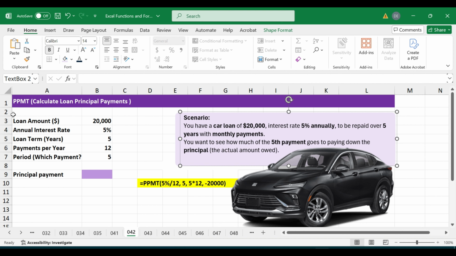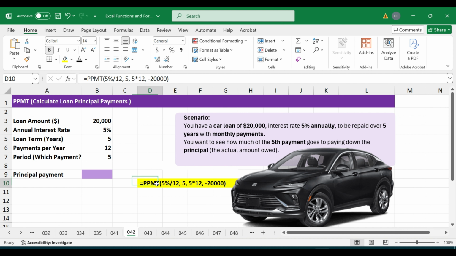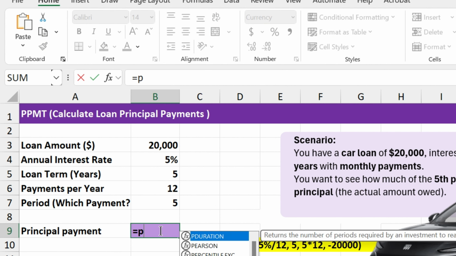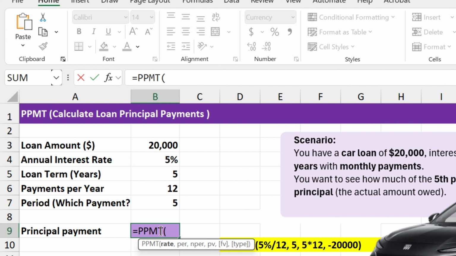Here's our example. $20,000 loan at 5% interest for 5 years, paid monthly. So, let's use the PPMT function. The first part is the interest rate, 5% divided by 12 since we pay monthly. Next, we choose which payment we're looking at. I want the 5th payment, so I'll type 5.